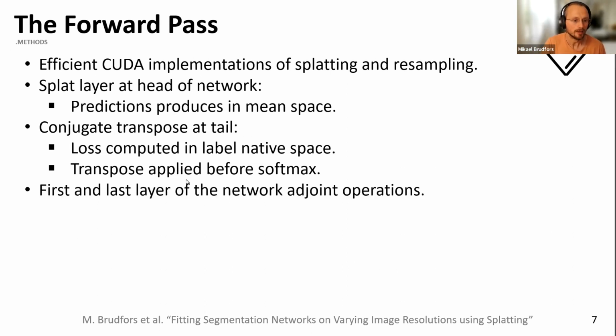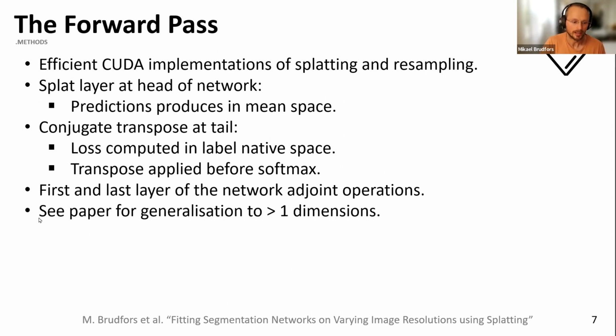Okay, so important to note. That basically means that the first and last layers of the network are adjoint operations, which is similar to a UNet where you have the encoder and the decoder being adjoint operators. So it integrates nicely into that type of architecture, basically.